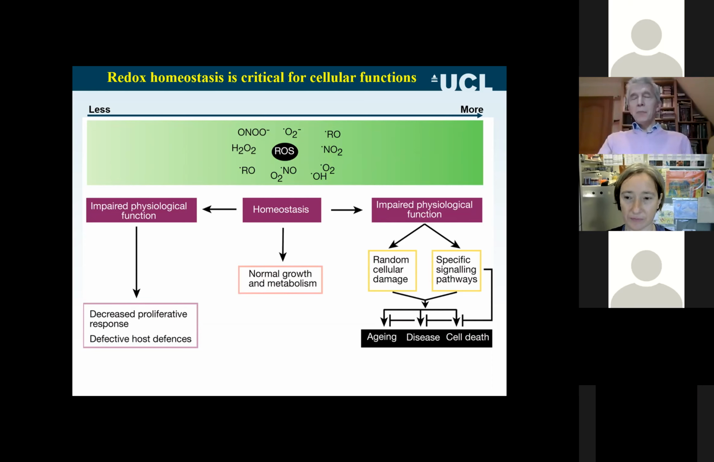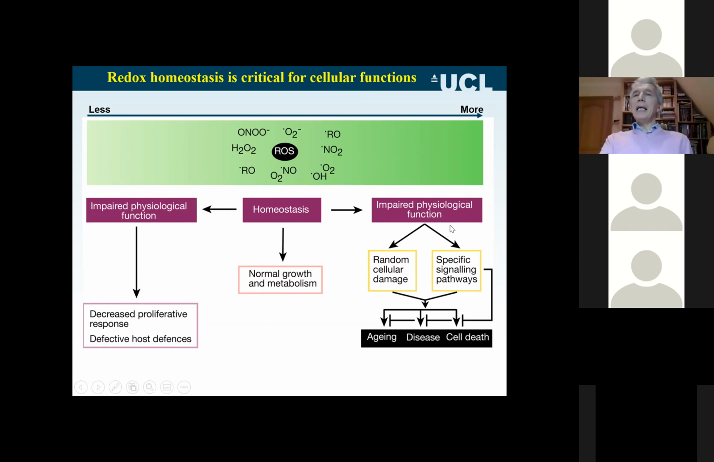In contrast, when the level of ROS is elevated for a long period of time, it can impair important physiological functions and can induce random cellular damage or damage to specific signaling molecules or pathways. This damage can result in cell death, various pathologies, and aging.